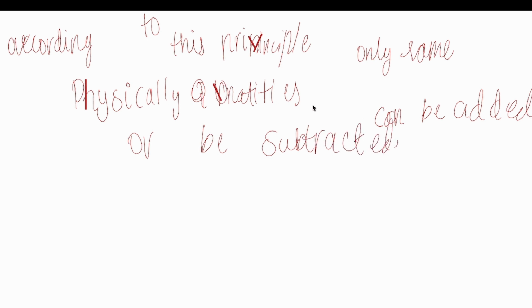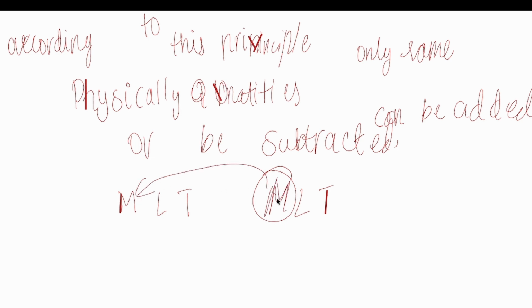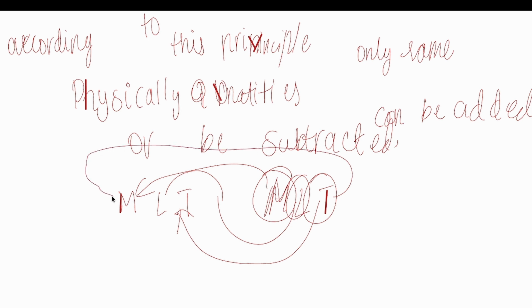So we can perform the arithmetic operations of addition and subtraction on the same physical quantity. What I mean is that if there is M L T and there is M L T, I can perform addition and subtraction only to M. Like I can add and subtract this M to this M, this L to this L, and this T to this T. I cannot perform addition and subtraction from T to M or T to L. I have to perform addition and subtraction on that physical quantity only.